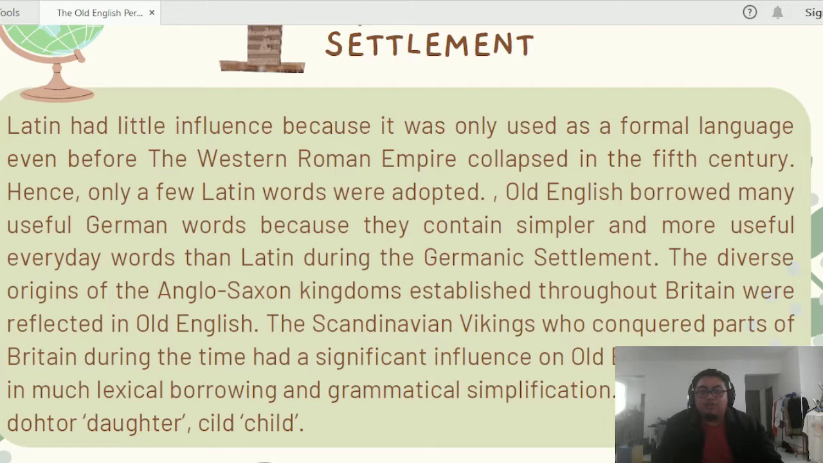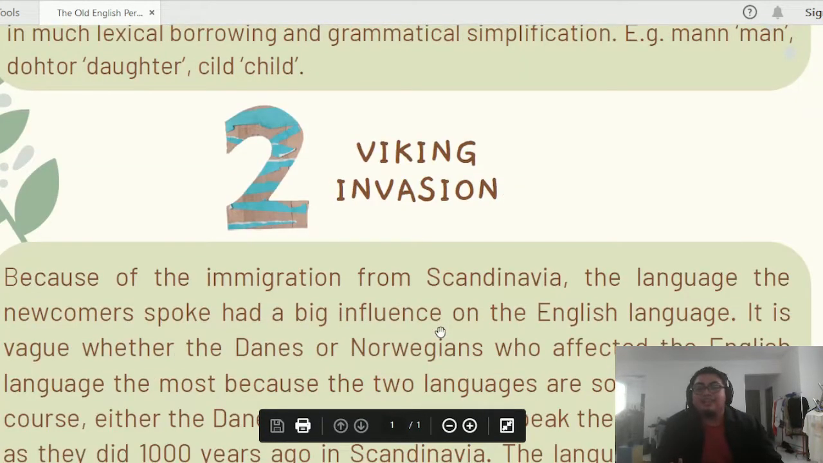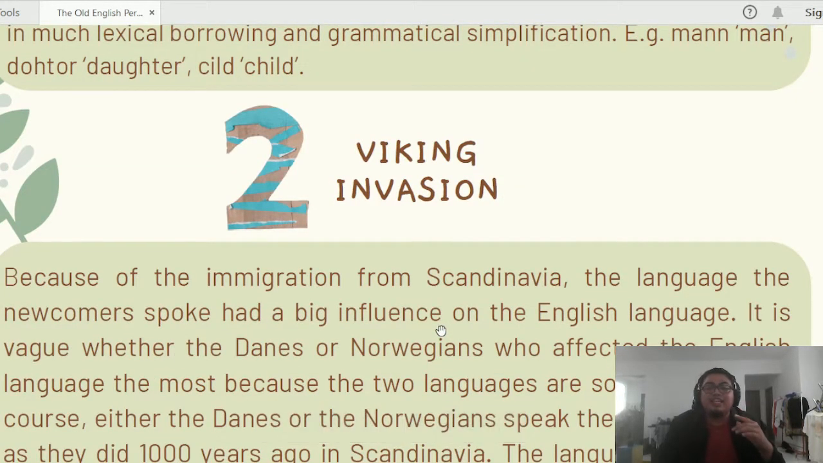So that's all for the Germanic settlement, and continuing on to Viking invasion.